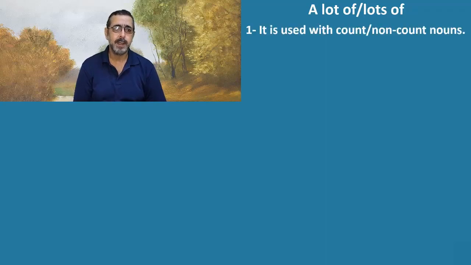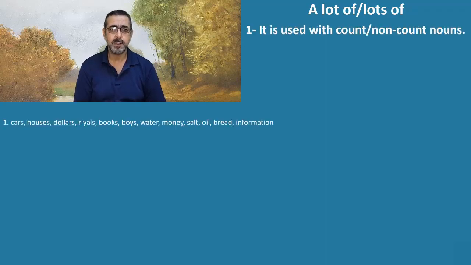So if you have difficulty sometimes using much or many, if you use a lot of or lots of, you are covered. Okay, so like I said, both of them are used with nouns, with count nouns or non-count nouns. And here are some examples: cars, houses, dollars, riyals, books, boys, water, money, salt, oil, bread, information.